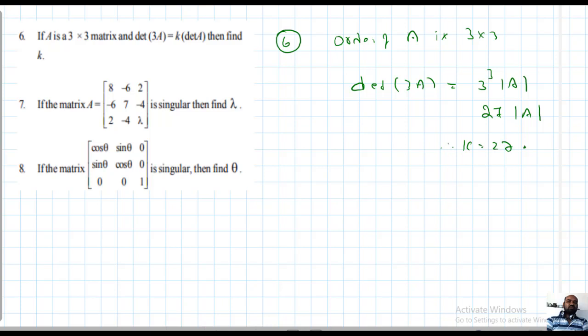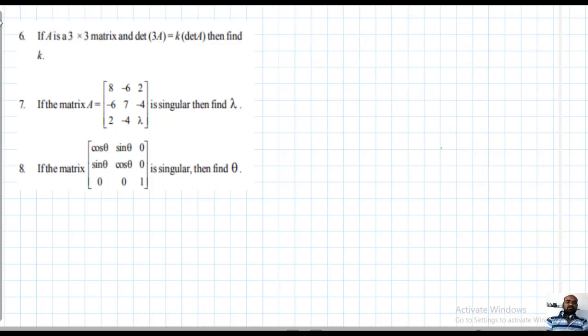Problem number 7. Given A is a singular matrix. Singular means what? Det equal to 0. Determinant equal to 0. Just find the determinant equal to 0, get the lambda value. I think no need to use any transformations, directly.